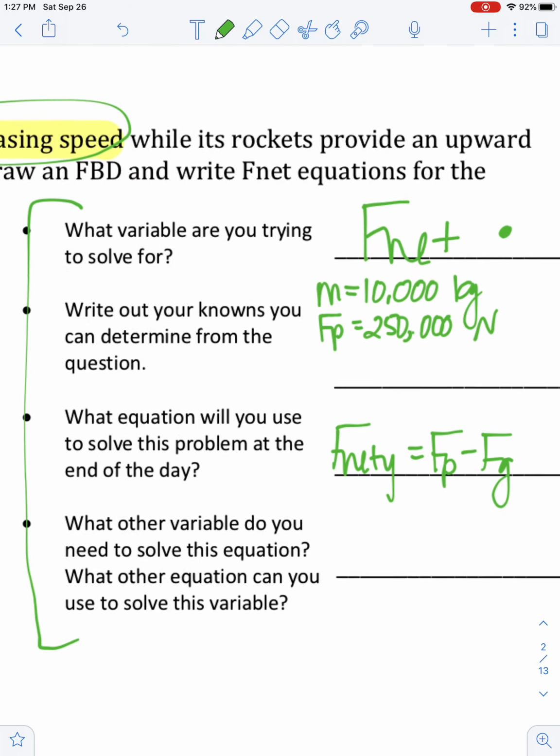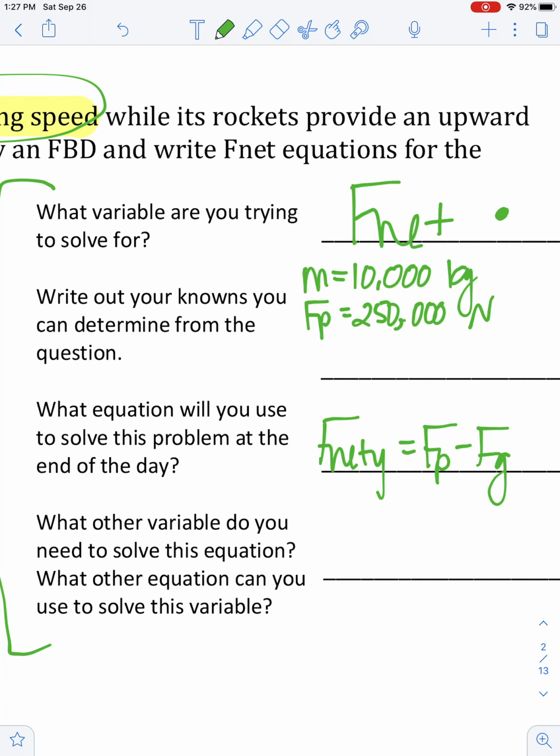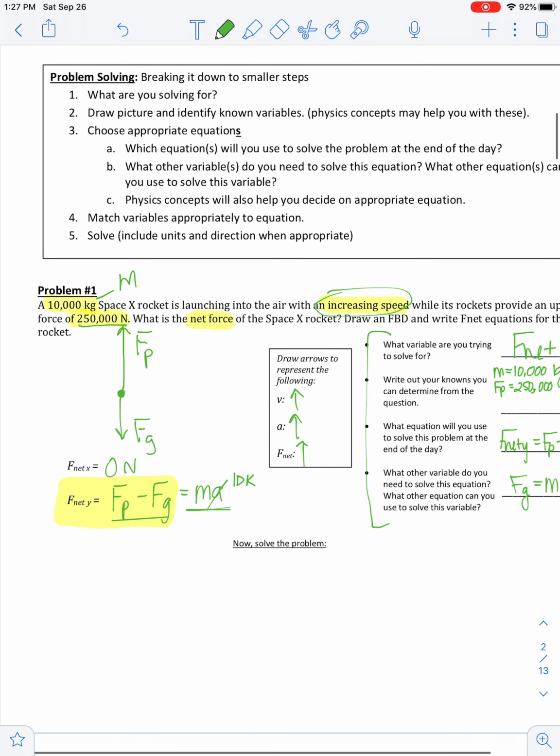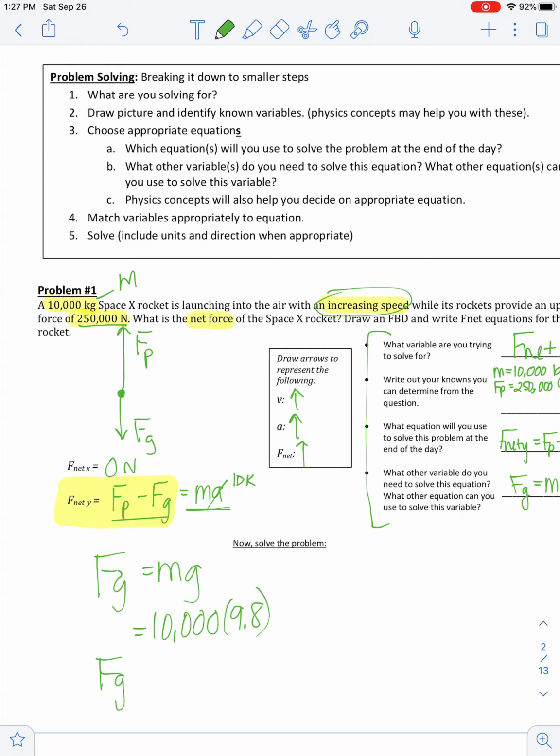Now, what other variable do I need to solve for first in this equation? Well, I know FP, that's given to me, but I don't know FG. So how do I solve for FG? Well, I'm going to do MG. I know M and G, so that's going to work. So this is a 2-step problem. So first I need to calculate FG. So take the mass, 10,000 times 9.8. So your weight, your FG for this rocket is 98,000 newtons.